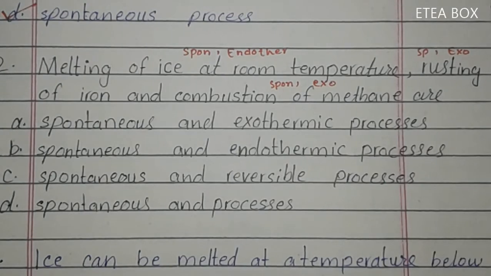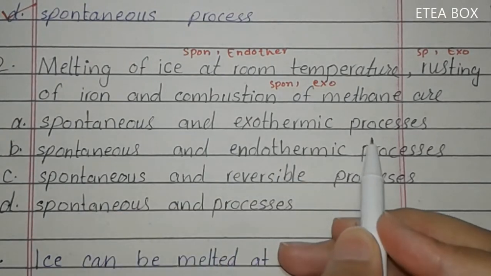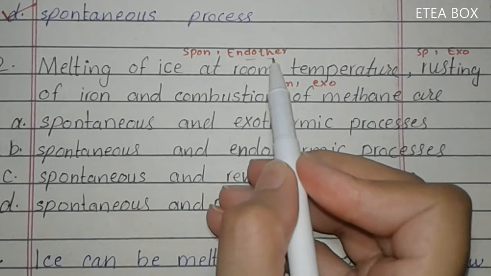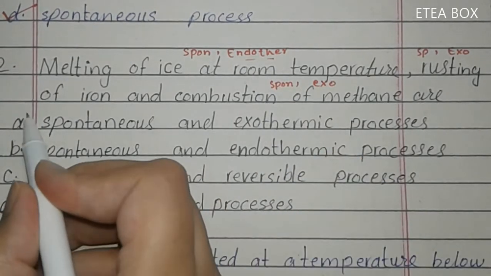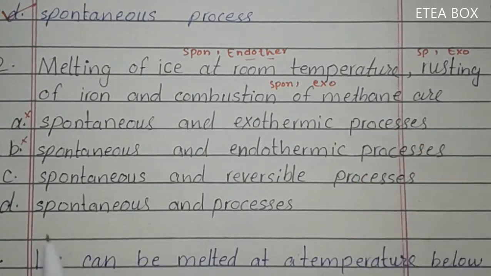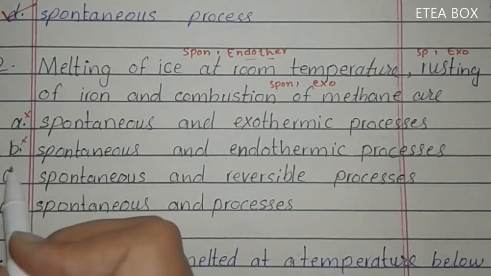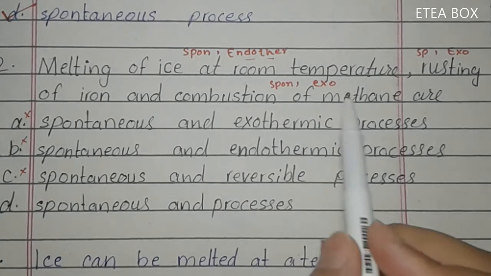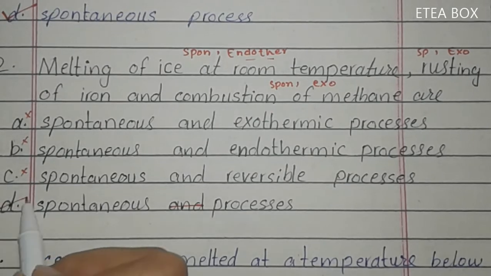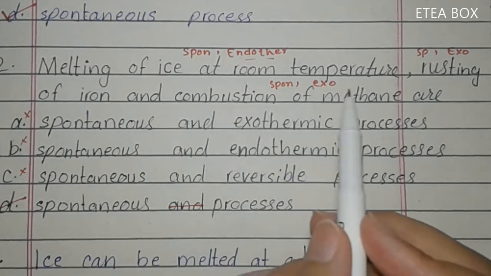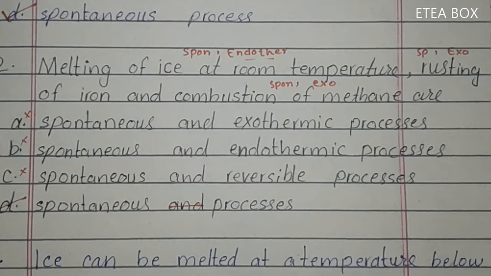Now look at option A, spontaneous and exothermic processes. No, because melting of ice is endothermic. Spontaneous and endothermic is incorrect because the other two are exothermic. Spontaneous and reversible process is also incorrect because these processes are irreversible. Now look at option D, spontaneous process. Option D is correct because all these processes are spontaneous in nature.